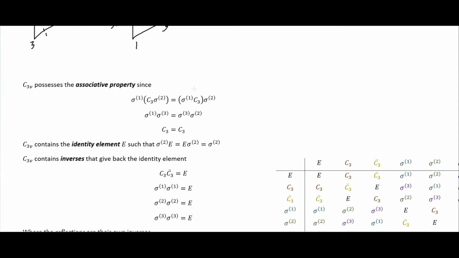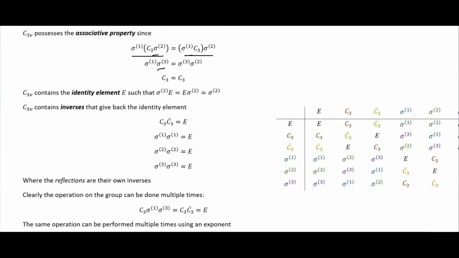And so we also have the associative property here. So we have the sigma 1, C3, sigma 2 on both sides, but we have moved the parentheses around here. And so what we end up getting, if we do the C3 sigma 2, is a sigma 3. We can look over here at our table. So we have the C3, and then we use that on our sigma 2, and then come over here, that's a sigma 3. So we end up with that there.